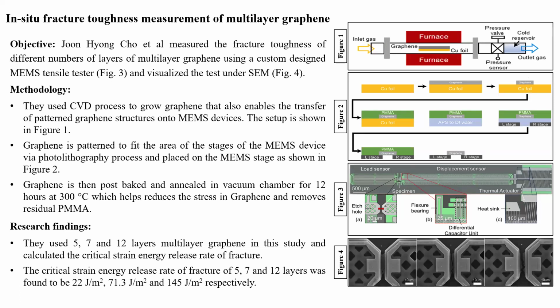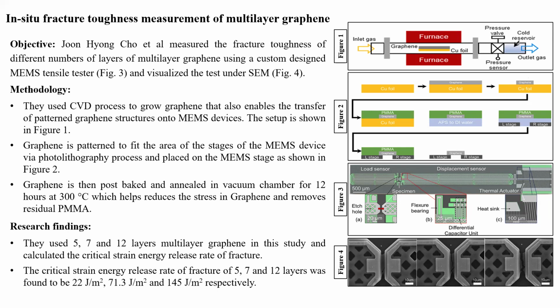Hi, this is Abhishek, and this paper is about the in situ fracture toughness measurement of multi-layer graphene. The objective of this research is to measure the fracture toughness of different numbers of layers of multi-layer graphene using their own custom designed MEMS tensile tester, which is shown in figure 3. And they also visualize the test under SEM imaging, which is shown in figure 4.